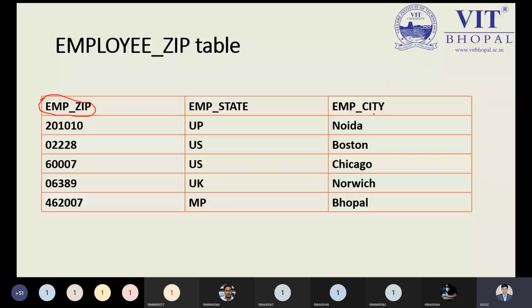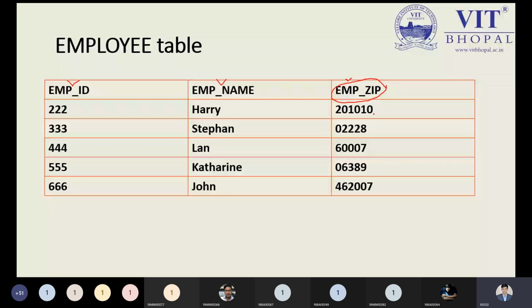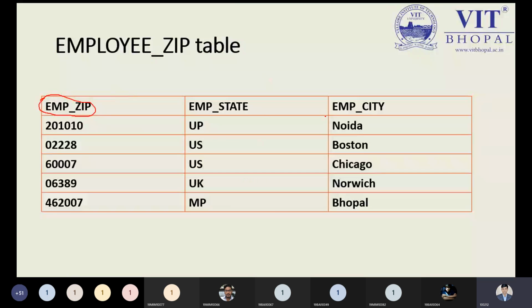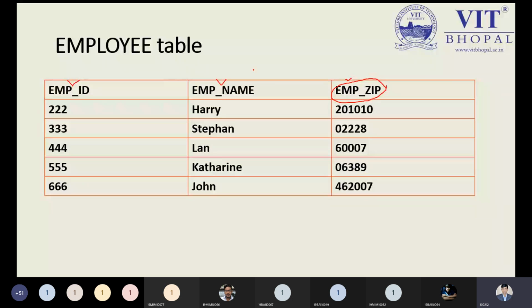So we are dividing or decomposing our relation into two different tables, to see whether the rule is violating or not. That's why we need to move employee city and employee state into the new table, that is the employee job table, and this will contain the entire detail. Now from the employee job record, we can say each and every record is unique. And in the employee table, we also have uniqueness.